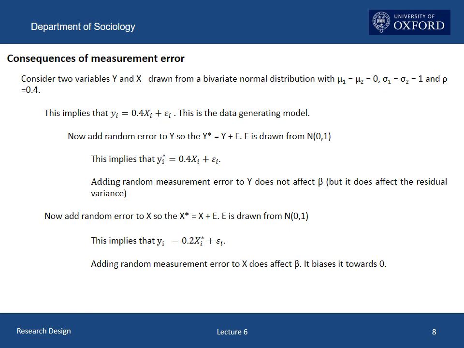This is quite a different matter. I create a new variable, x star, by adding random measurement error to x. If we regress y on x star, we can immediately see that the slope coefficient does not equal 0.4. In this case, it's only equal to 0.2. In general, random measurement error in x biases the slope coefficient towards 0.